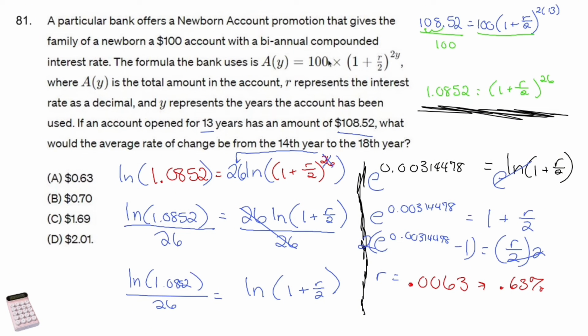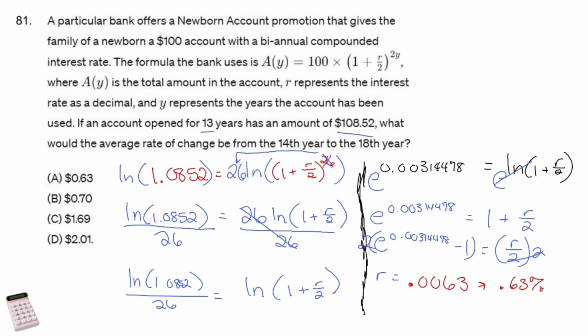Now this is what I have to do. Now that I know that r is this, I'm not even done. I have to run to my calculator. Let me get rid of this mess up here, and let me use this equation in my calculator. 100 times 1 plus 0.0063 over 2 to the 2y. We're going to use that to find the average rate of change from the 14th year to the 18th year. So I don't have to go back and forth a ton of times.